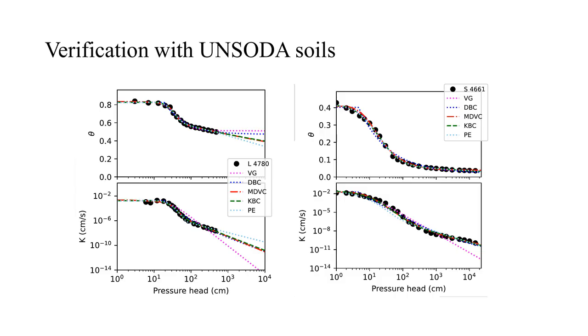We also tested our approach on 20 soil samples from the UNSODA database and found good agreement between our predictions and the measured water retention and hydraulic conductivity data across a wide range of pressure heads. Here are two examples. The unimodal Van Genuchten model underestimates hydraulic conductivity at high matric potentials, whereas all the bimodal models successfully fit both the water retention and hydraulic conductivity curves.